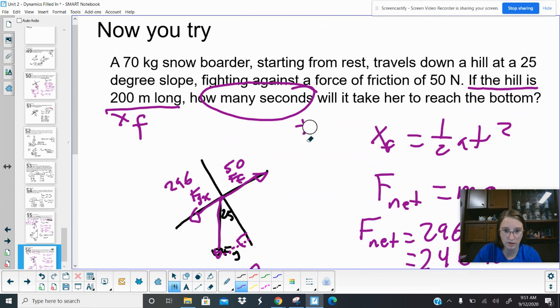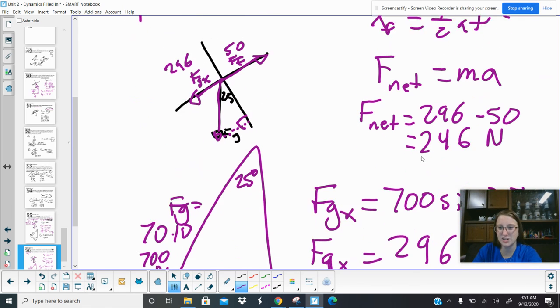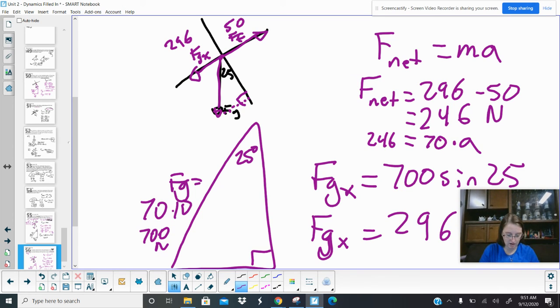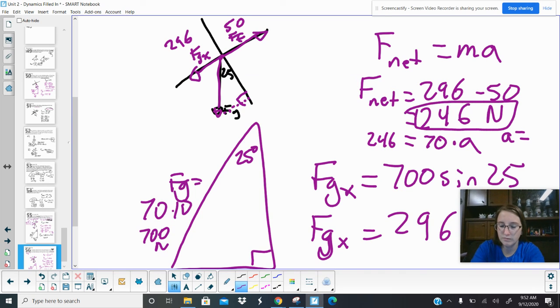Trying to keep this as organized as possible. Let's solve for acceleration here. If this is my net force, I'm going to go ahead and actually just do that right here. F equals ma. Our F is 246. Our mass is 70. Let's solve for the acceleration of this skier or snowboarder. 246 divided by 70. We should get an acceleration. Trying to keep this all straight. An acceleration of 3.5 meters per second squared.